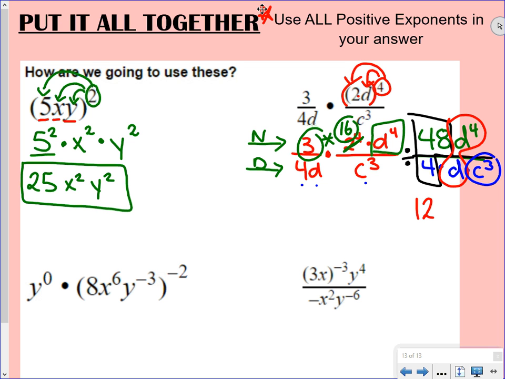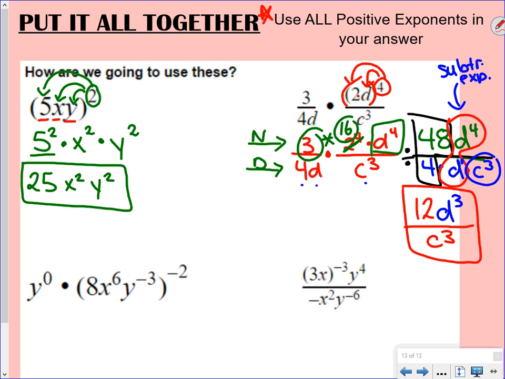Then d to the 4th power divided by d. There's no power there. It's really to the 1st power. So when we're dividing with powers of the same base, we subtract the exponents. So we're going to do 4 minus 1 gives us d to the 3rd power. Last piece is c to the 3rd power. It's all by itself, so it has to stay where it is, which is in the denominator. That answer is in the fully simplified form.